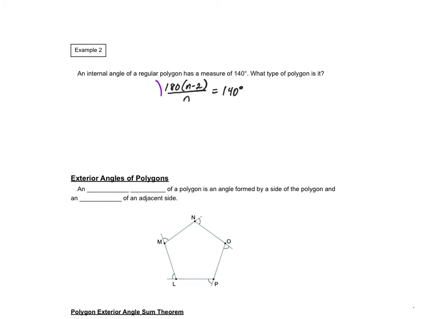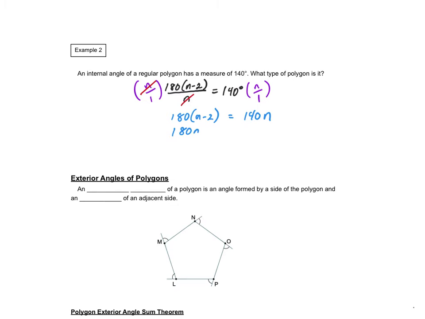So now, in order to isolate my variable, I need to reverse some order of operations here. So I'm going to multiply both sides by n so I can get the variable out of the denominator. And let's see what happens. n divided by n becomes 1. And then I end up with 180 times n minus 2 is equal to 140n.